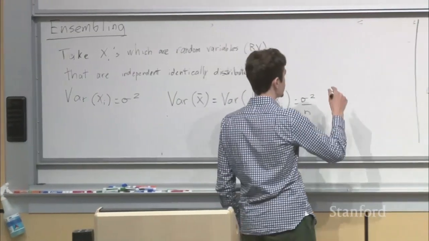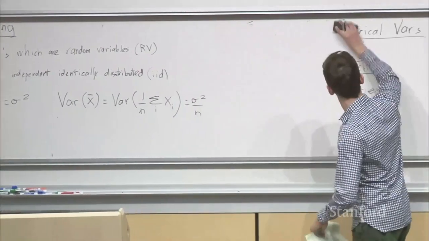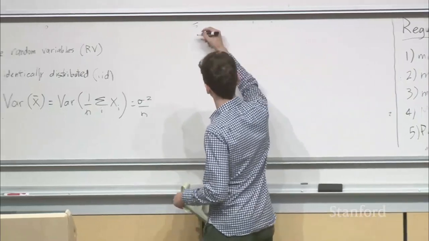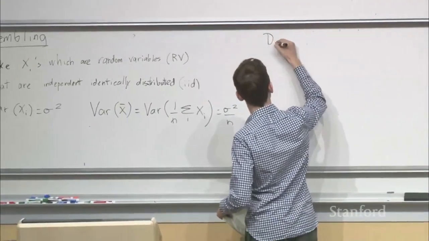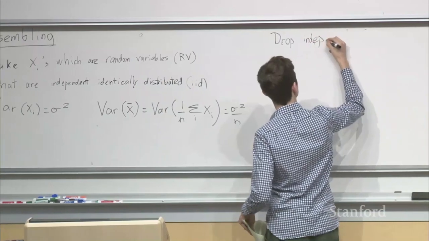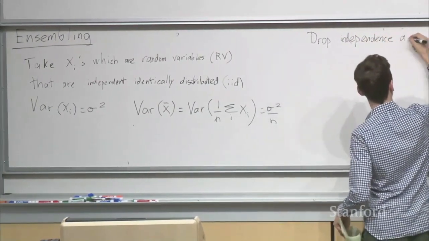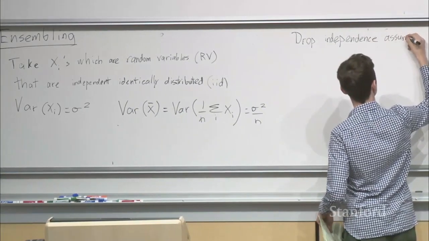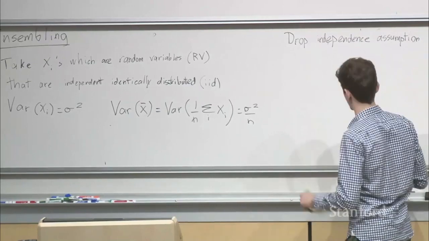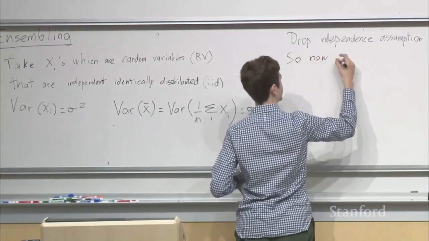So if instead you drop the independence assumption, so now your variables are just identically distributed, right?